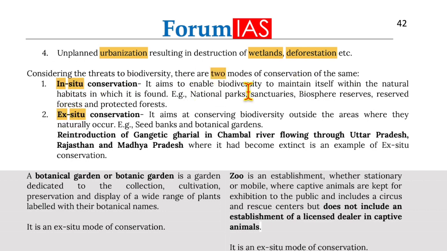In situ conservation aims to enable biodiversity to maintain itself within the natural habitat in which it is found. Examples would be national parks, sanctuaries, biosphere reserves, reserve forests, and protected forests. Ex situ conservation aims at conserving biodiversity outside the area where it naturally occurs. Examples would be seed banks and botanical gardens. Reintroduction of Gangetic gharials in the Chambal River flowing through Uttar Pradesh, Rajasthan, and Madhya Pradesh, where it has become extinct, is an example of ex situ conservation.